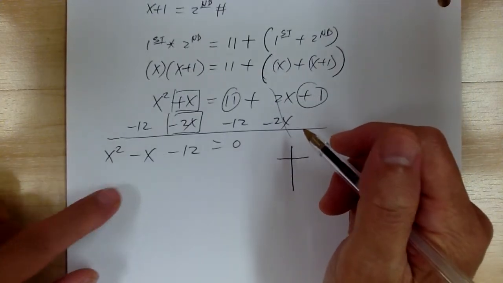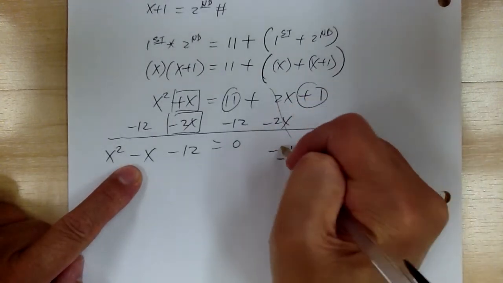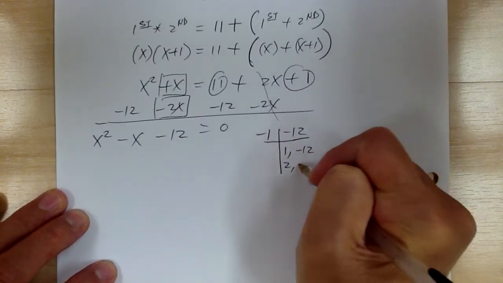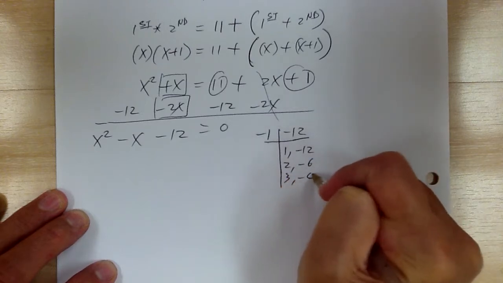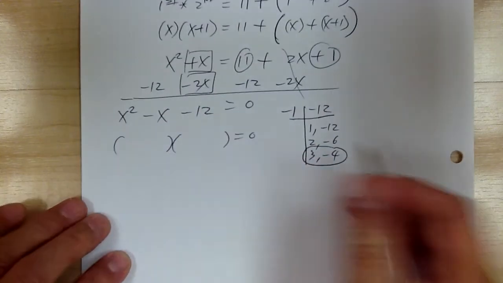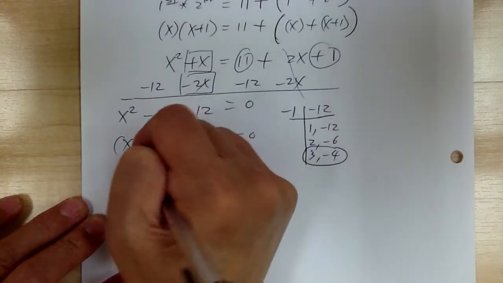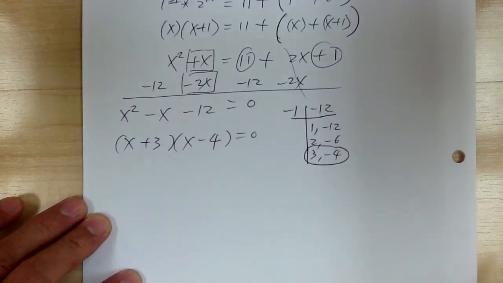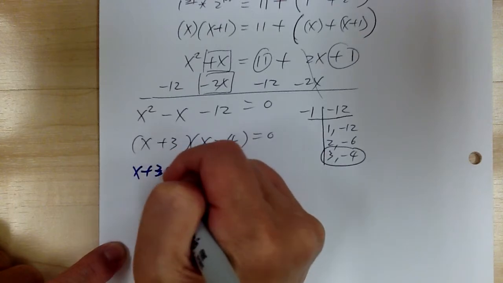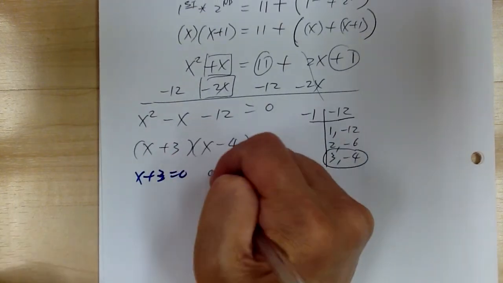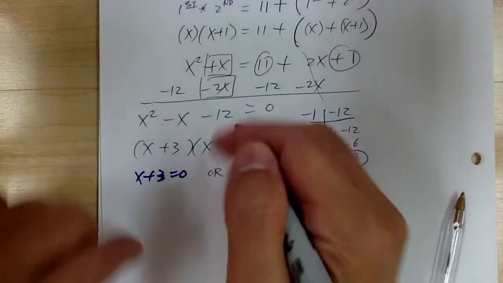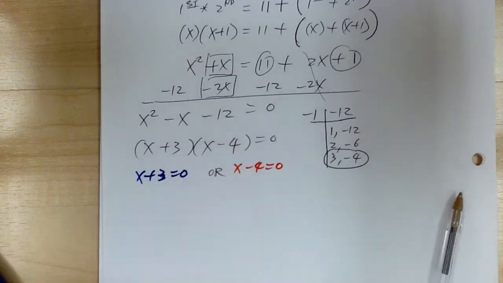So you can go through your checklist, right? So this would be your master product, so it would be negative 1, negative 12. So you go 1 comma negative 12, 2 comma negative 6, 3 comma negative 4, and that's a correct combination. Okay, so you can do your factoring. So you got x, so it'd be plus 3 minus 4. So from here, you're going to get x plus 3 equal to 0, or this one you're going to get x minus 4 equal to 0.